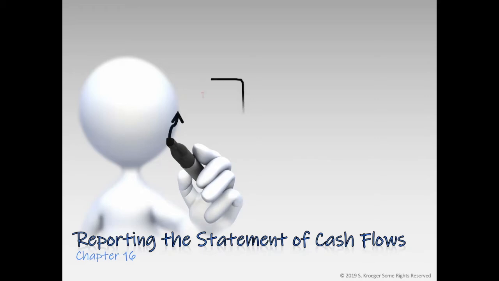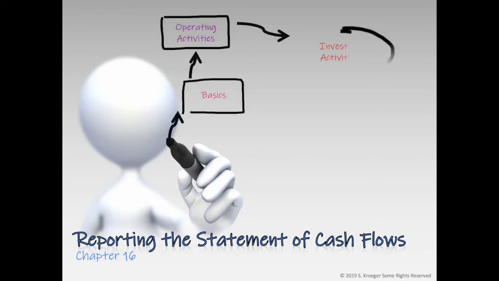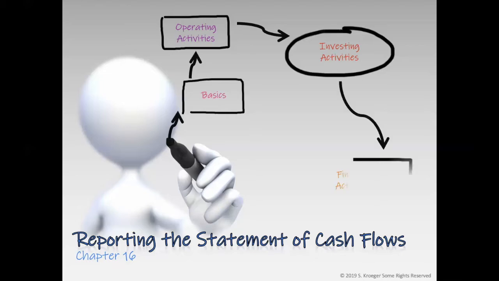We have 4 topics that we will cover in this chapter. First, we're just going to go over some basic information about the statement of cash flows, which will be covered in this video. The next 3 topics will be on each of the 3 parts of the statement of cash flows, which would be the operating section, the investing section, and the financing section.